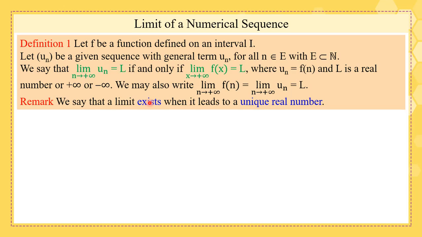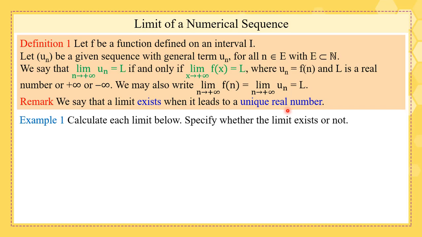Remark, we say that the limit exists when it leads to a unique real number. So, to exist, a limit should be a unique real number. So the limit cannot be plus infinity, cannot be minus infinity, and cannot have more than one answer. Let's see the examples. We need to calculate each limit below, and we need to specify whether the limit exists or not.